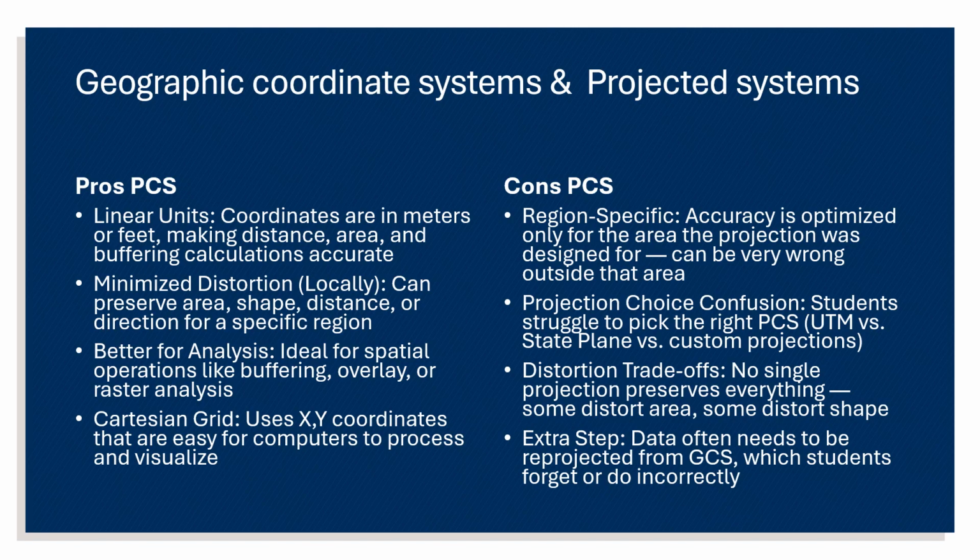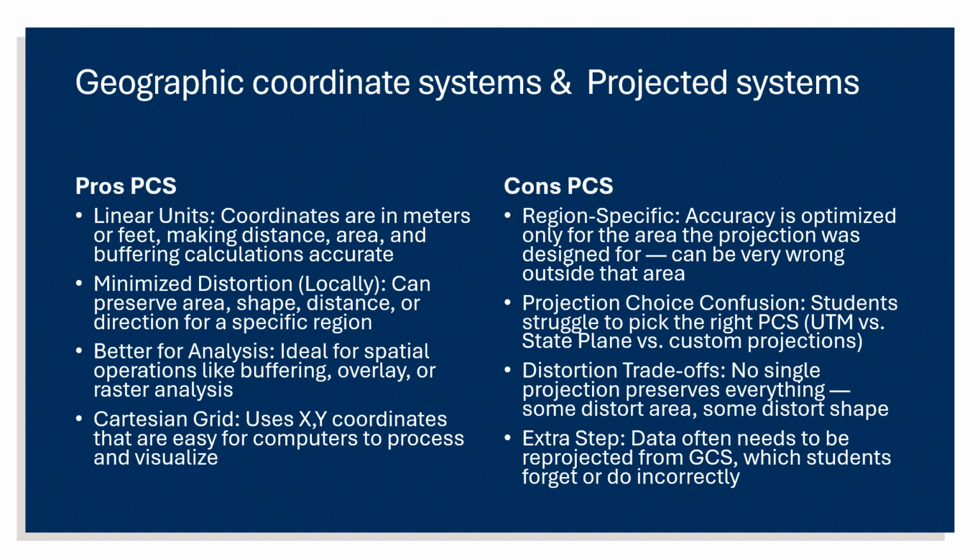Now, the PCS, on the other hand, it's in linear units, which is good because now we can measure stuff and do things. The distortion is minimal locally. So within the zone or area that it's designed for, it's reasonably small and doesn't generally cause problems.